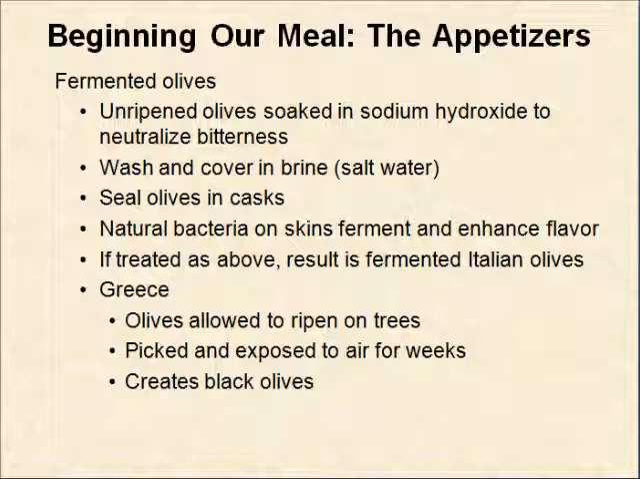And if we're talking about green olives, what we're taking is unripened olives, and they get soaked in sodium hydroxide, which helps neutralize the bitterness. They are washed and covered in brine, salt water. There are microorganisms that function very well in the salt water, which will basically pickle these things. So we seal the olives in casks with this salt water, and then bacteria on the skins ferment and enhance the flavor. And if treated above, what we get is a fermented Italian olive.